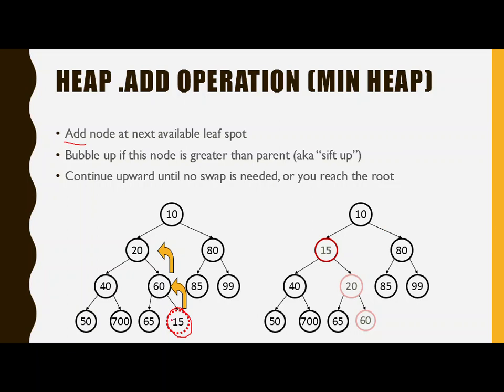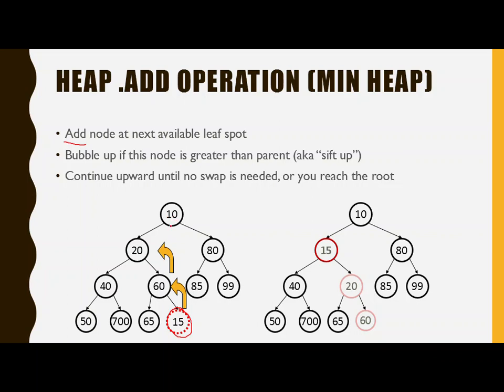So we have to take the 15 and compare it to the 60, and since this is a min heap, if that's smaller, these two have to swap. So the 15 has to take the place here, and the 60 is going to move down here. Now we have to keep comparing to its parent. So we compare the 15 and the 20, and we see that those are out of order, so they need to be swapped. So the 15 comes here, and the 20 comes here. Now we have the 15 here, and we compare it to its parent, and the ordering is fine, so we stop.